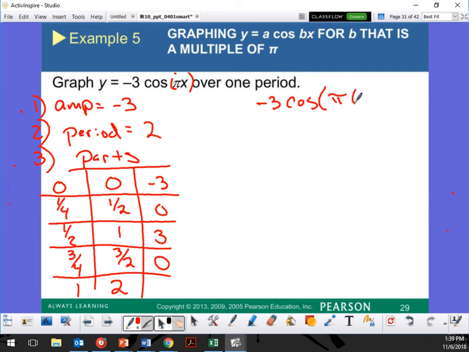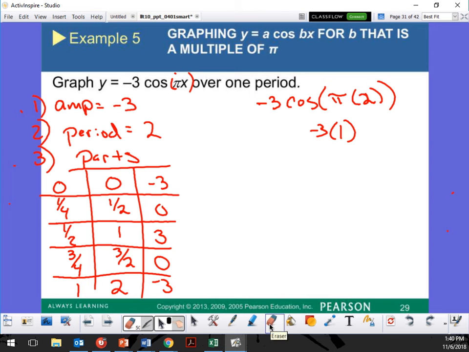cosine pi times 1, oh, I'm sorry, 2. Okay, that was my last one here. So 2 pi, right? What's cosine at 2 pi? 1. So it's going to be 1 times negative 3. There we go.